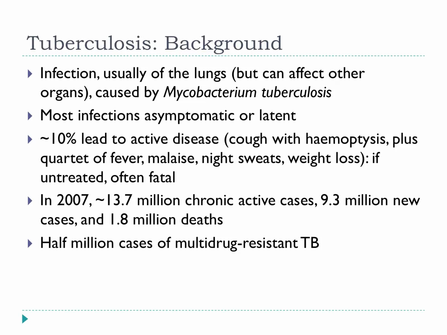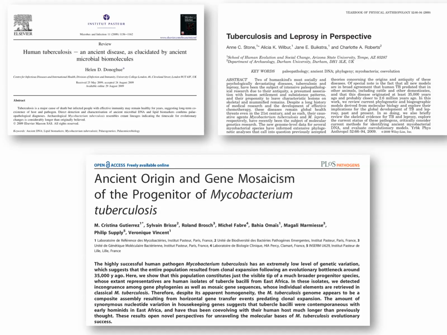Now, in 2007, there were supposed to be around 14 million chronic active cases, about 9 to 10 million new cases, and getting on for 2 million deaths around the world. And worryingly, there were also around 500,000 cases of multi-drug resistant TB. That gives you a kind of idea.